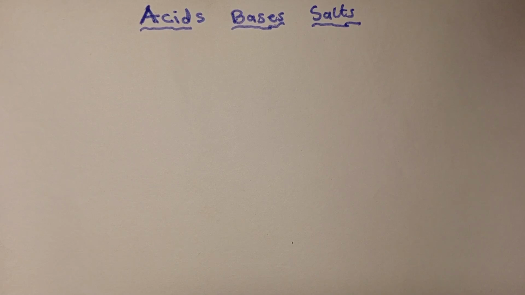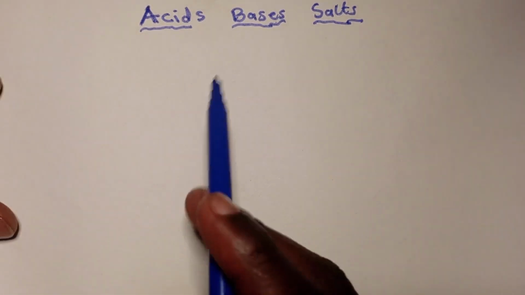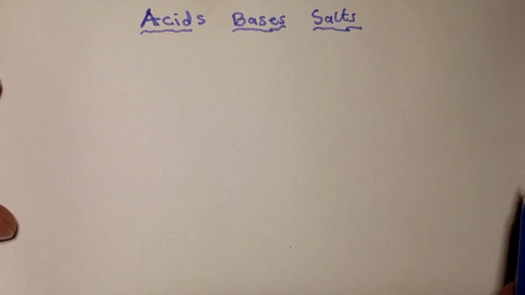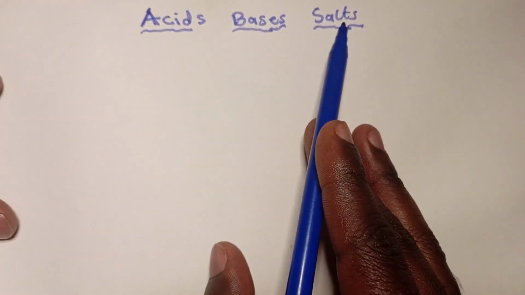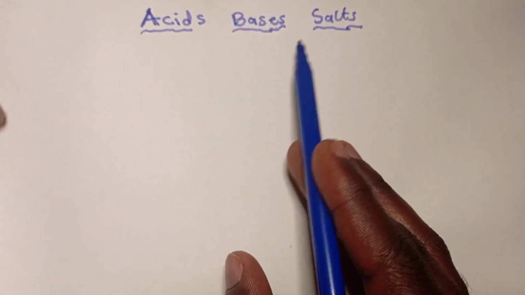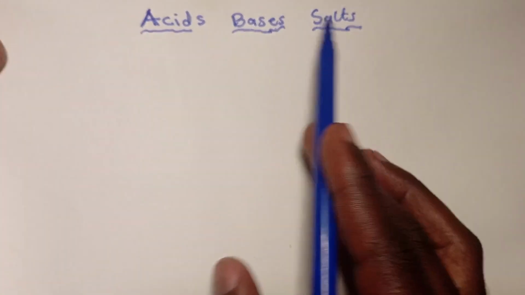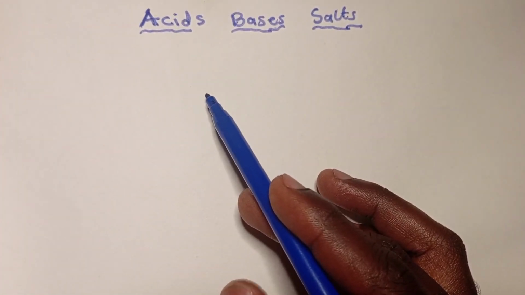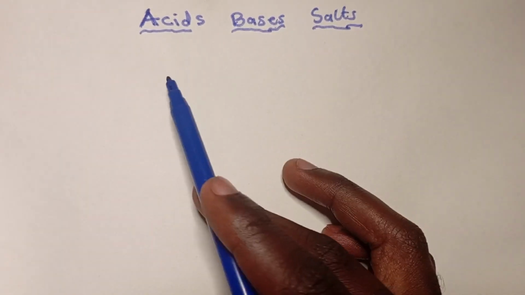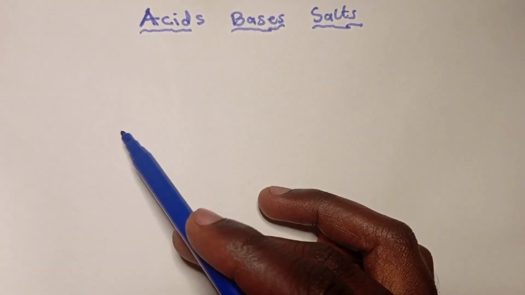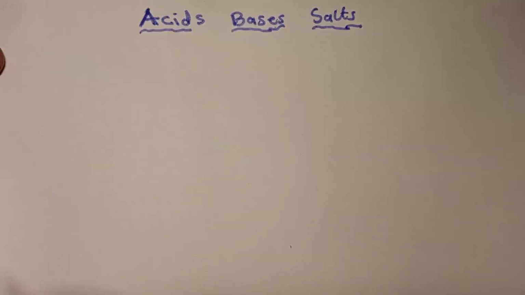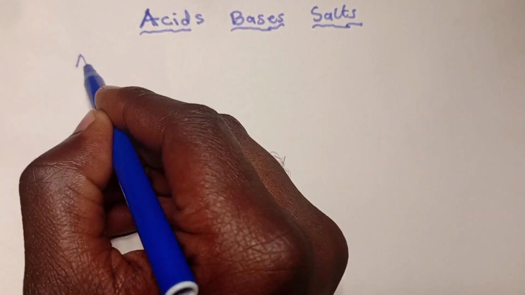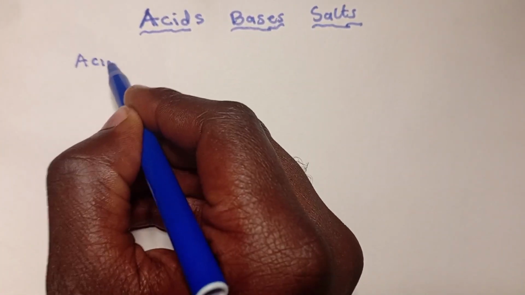Acids, bases and salts. So to go into details, these are three substances that are somehow linked to each other, and we are going to see how these are linked. But to make it easier, we are going to discuss them simply one by one. So to start with, we'll look at acids.